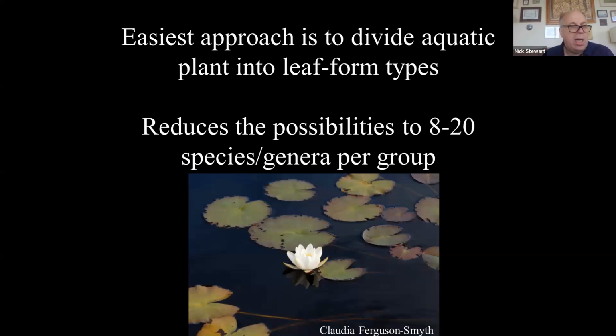And it's a good way of accessing into them, because a lot of the families involved in aquatic plants are families of their own. They're not related to the terrestrial groups.